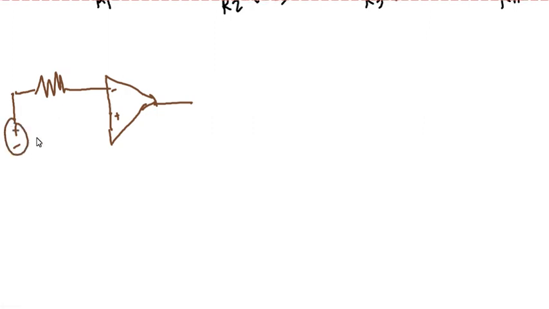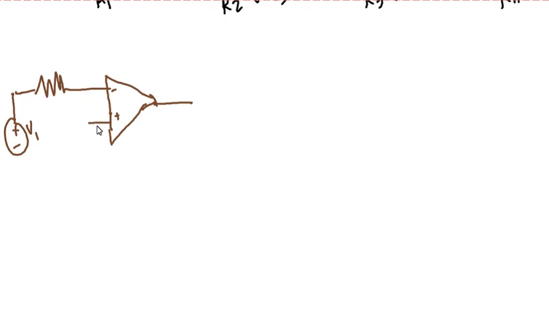Okay, for your difference op-amp, we will have this one. This will be negative, this will be positive. We will have a resistor here. This will be connected to an input, so this will be V1.